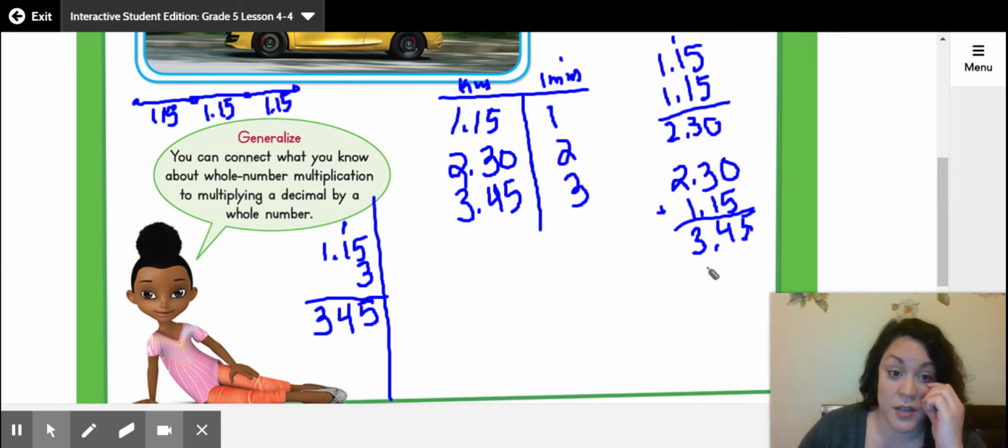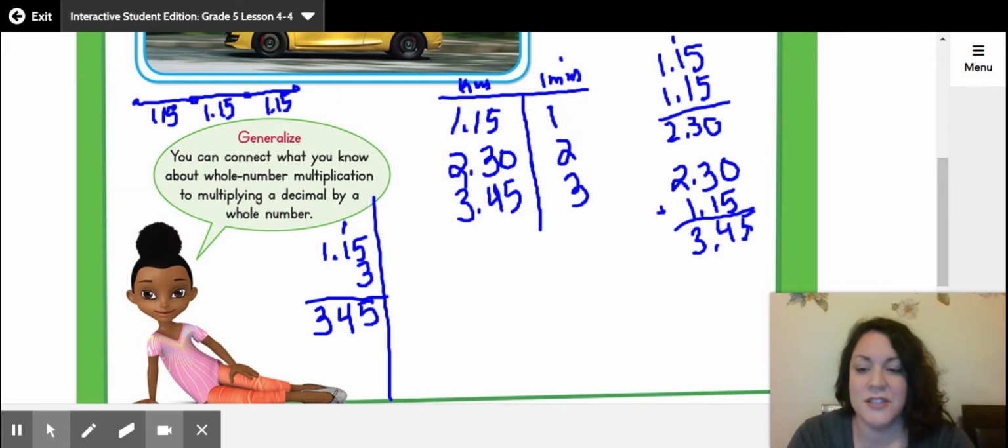The correct answer is 3 and 45 hundredths, or 3.45, and I have 345. Well, first of all, if you took 3 times 1, your answer would be 3. So if I use my math reasoning, does that sound reasonable? Does that make sense? 3 times 1.15 is now 345? No, that really wouldn't make sense because this answer has to be kind of close to 3, because 3 times 1 is 3 and this is just 1.15. So you're just a little over 1. So my answer should just be a little over 3.